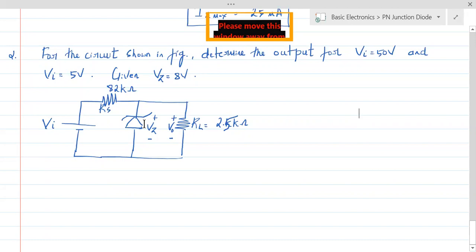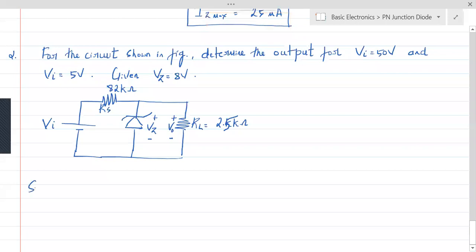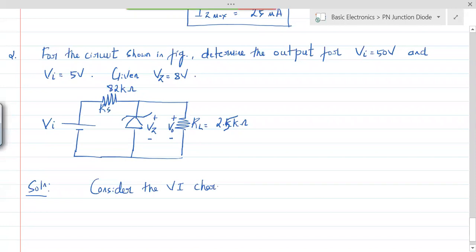Understand that, everybody? So this is a very simple problem. We need not calculate anything much here. Observe what is being done here. In the solution, to understand this problem, consider the VI characteristics. Before calculations, let's understand. So what is it telling?